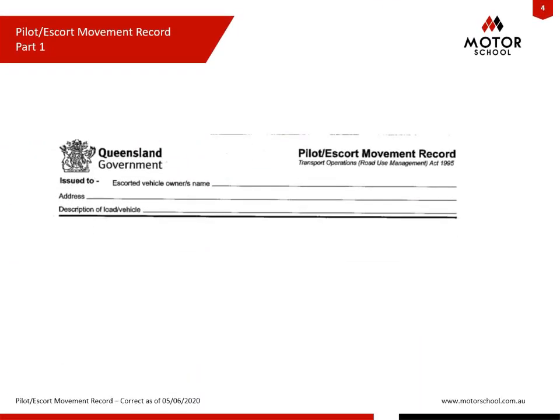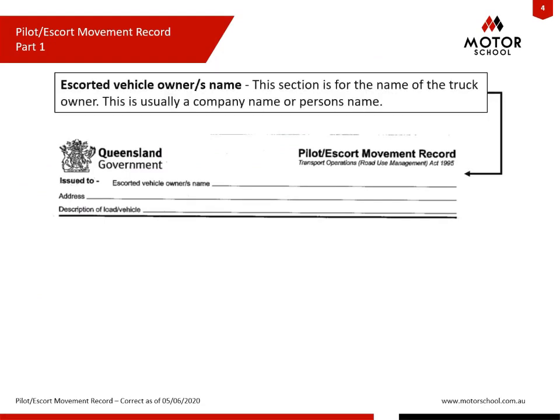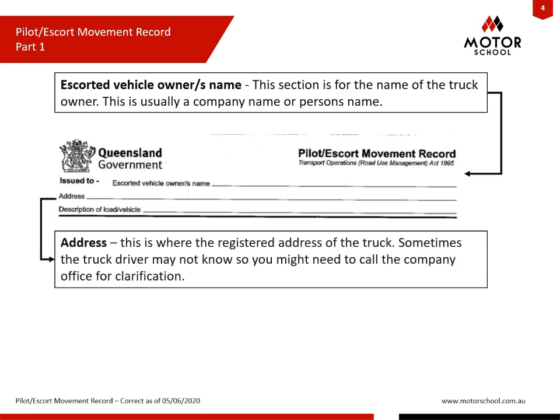Part 1 of the movement record relates to the details of the owner of the vehicle. This section is for the name of the truck owner. This can be a company or it can be the name of a person. Next, we look at the business address of the motor vehicle. Normally that's where the motor vehicle is registered to. Sometimes you may need to call a company to get those details, and in other instances you will see the name and the address on the side of the prime mover.